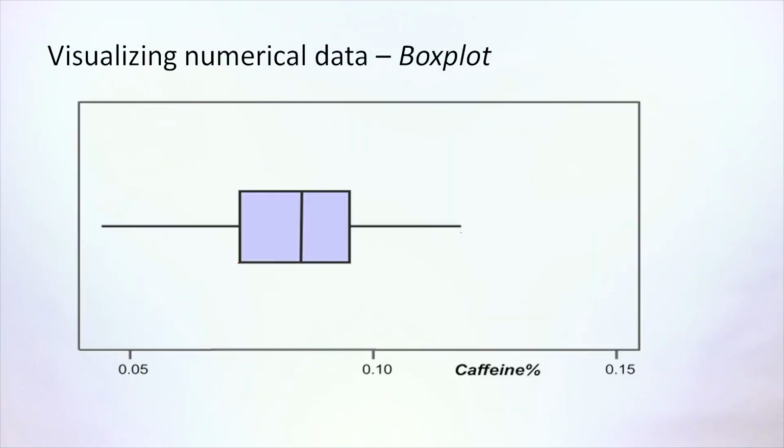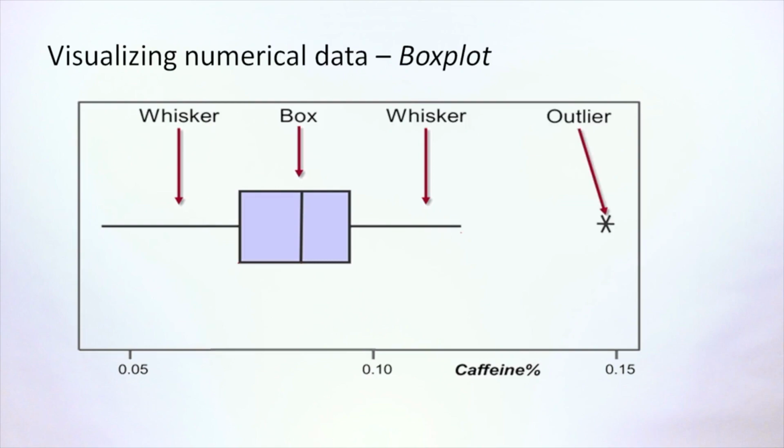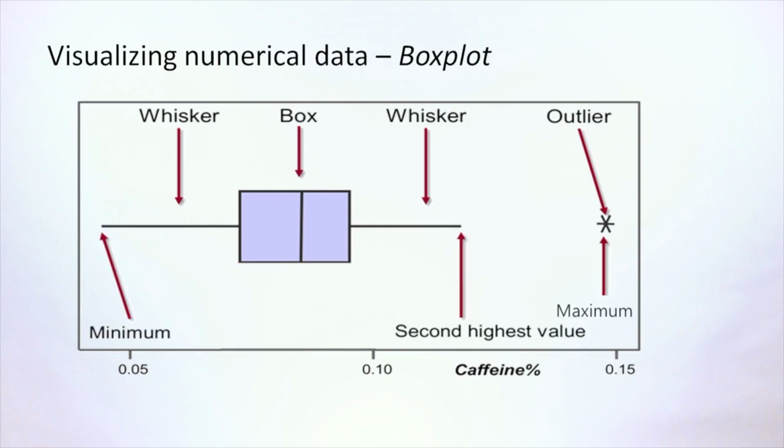A box plot consists of a box, which is the middle 50% of your data. That is, 25% of the data is smaller and 25% of the data is larger. These are indicated by the whiskers. If there are observations that are far away from the box, these observations are called outliers and are indicated with a star. A box plot reveals where the data are located on the real line. It shows you the minimum value and the maximum value. If there's one outlier, as in this example, then the second highest value determines where the whisker will stop.